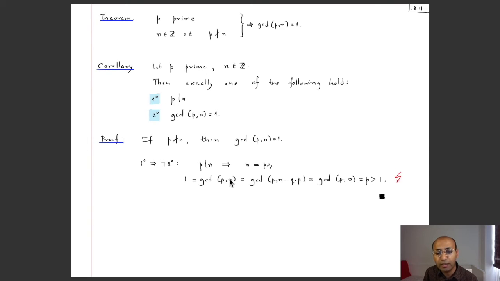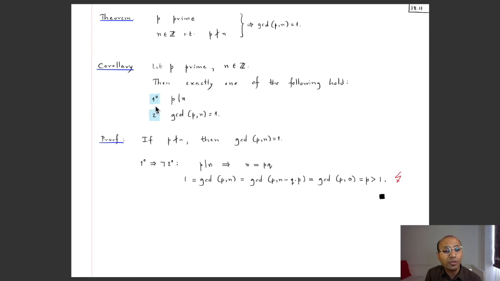change the second argument by adding an integer multiple of the first one. So what I'll do is I'll add to this n minus q times p, and then the GCD does not change. But this is just 0 because n is pq, so we get GCD of p comma 0, which is equal to p, and p being a prime number, we know it is strictly bigger than 1, so we get the contradiction that 1 is strictly bigger than 1, so obviously this cannot hold. So this contradiction arose because we assumed that 2 also holds, so 2 cannot hold.